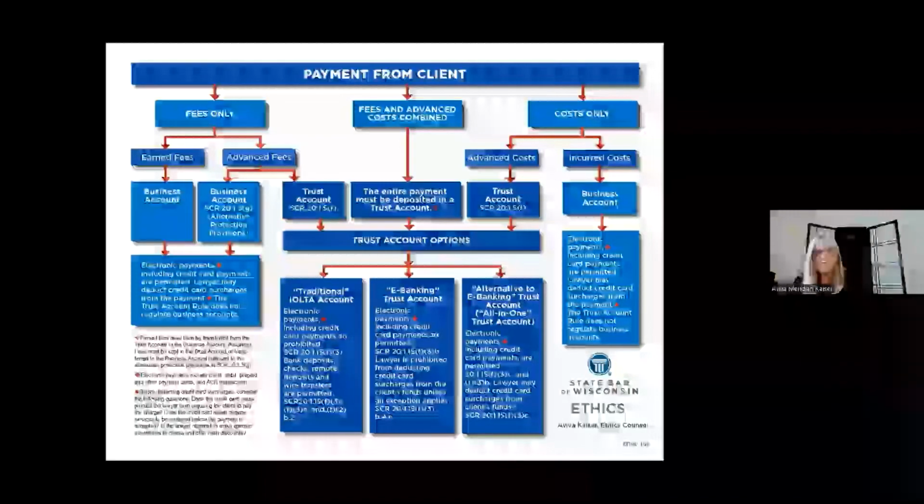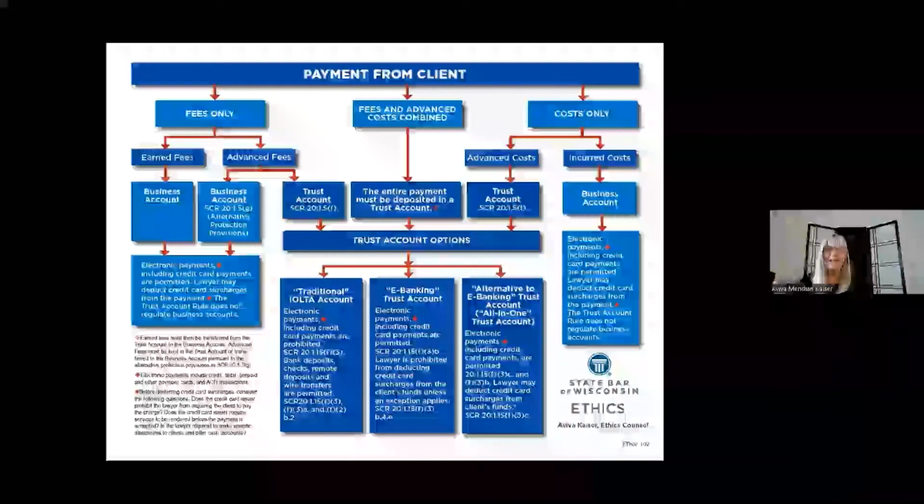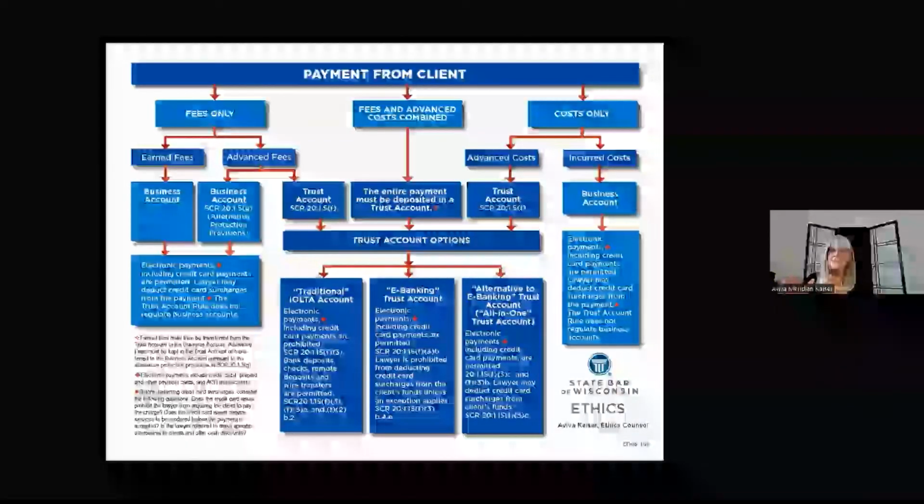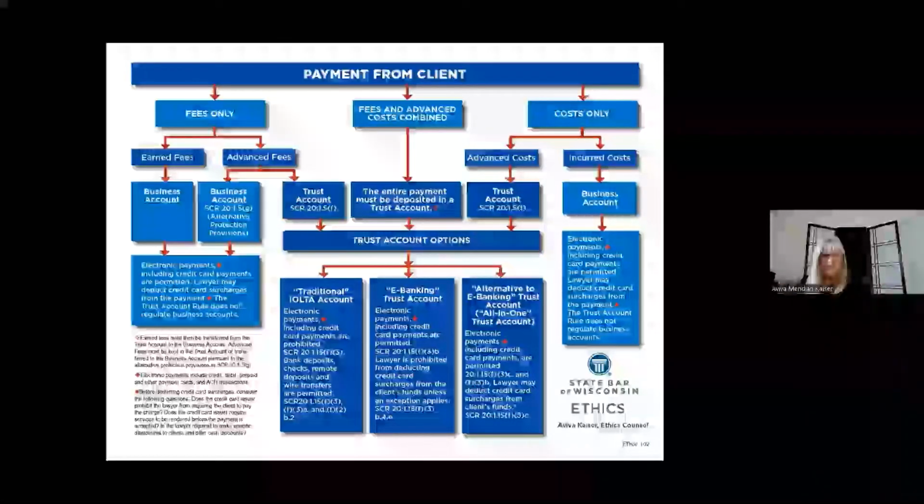So the payment from client chart is a way for us to show you how we actually process those payments. You'll see right away that there are 3 different types of payments listed here: fees only, fees and advanced costs combined, and then costs only. If you look at this chart, you will see business accounts in 3 different places.